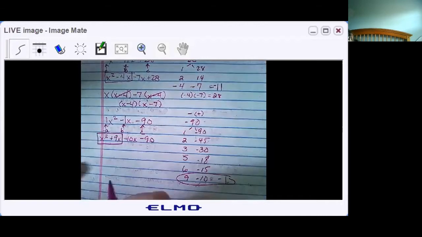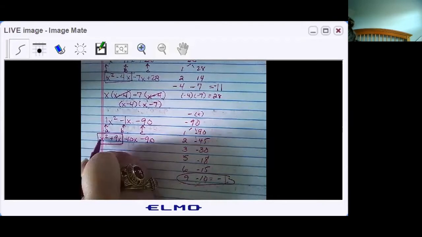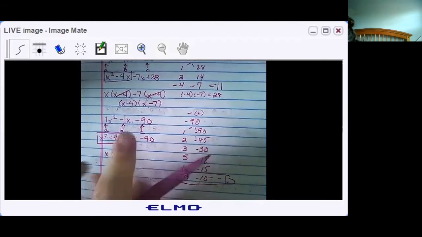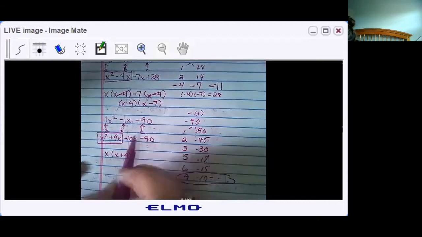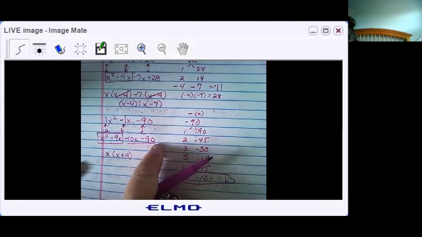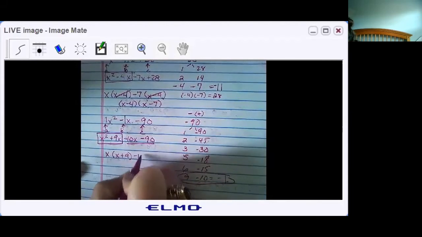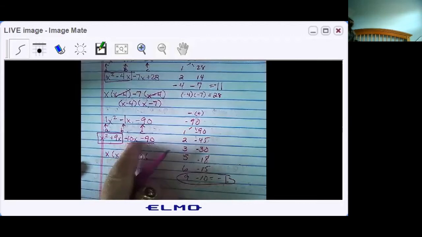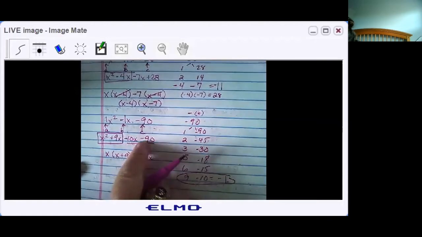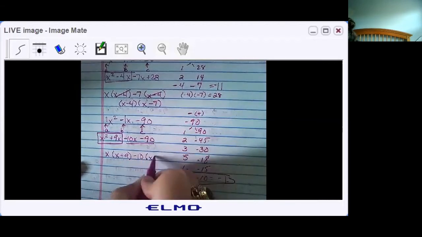I look at my first two pieces. They have an x in common. When I take the x out, it leaves an x plus 9 behind. Now, look at my second half right here. Negative 10x minus 90. If I take a negative 10 out of negative 10x, negative 10x divided by negative 10 is x. Negative 90 divided by negative 10 becomes positive 9.